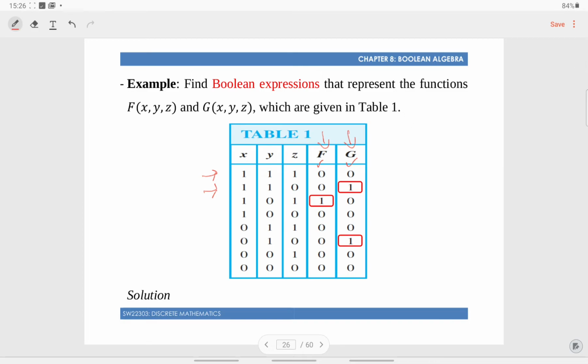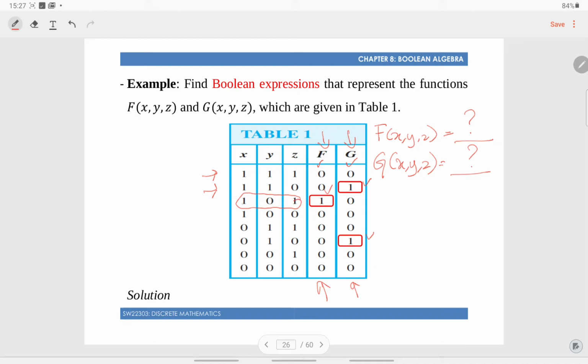So the task now is to come up with the expression for f of x, y, and z. What is the expression that gives exactly the same output? The same goes with g, with x, y, and z inputs. In this kind of problem, our interest is in the outputs with value 1. So we have this one, also this one, and this one, and then refer to the corresponding inputs.